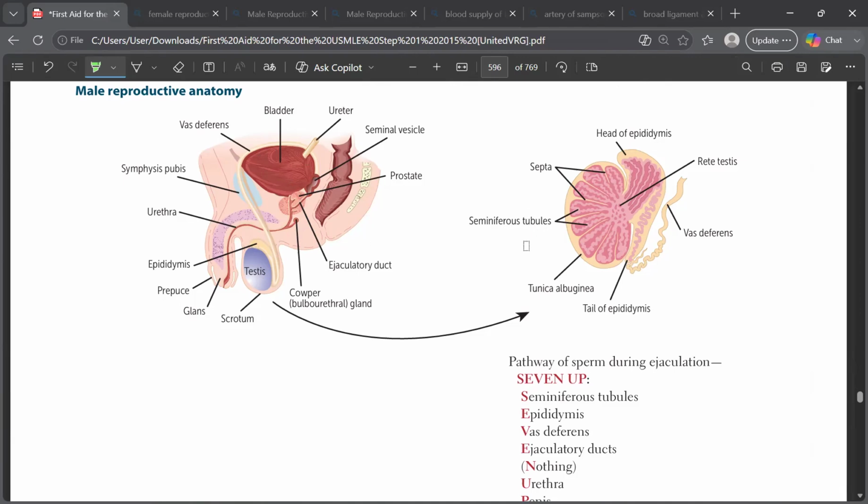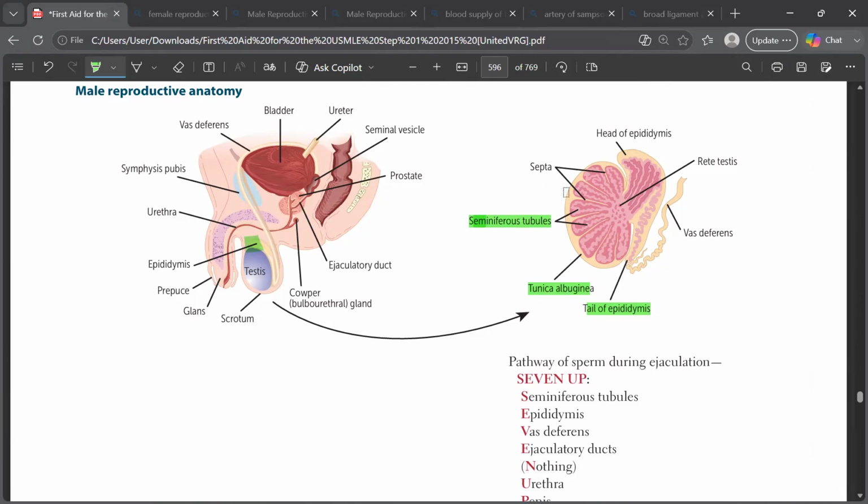If we zoom in on it, then we have this structure, which is the head of epididymis. Then we have the septa and the seminiferous tubules. Seminiferous tubules are right here, and seminiferous tubules combine to form the septa. It is covered by the tunica albuginea. And as there is a head of epididymis, there's also a tail of epididymis.